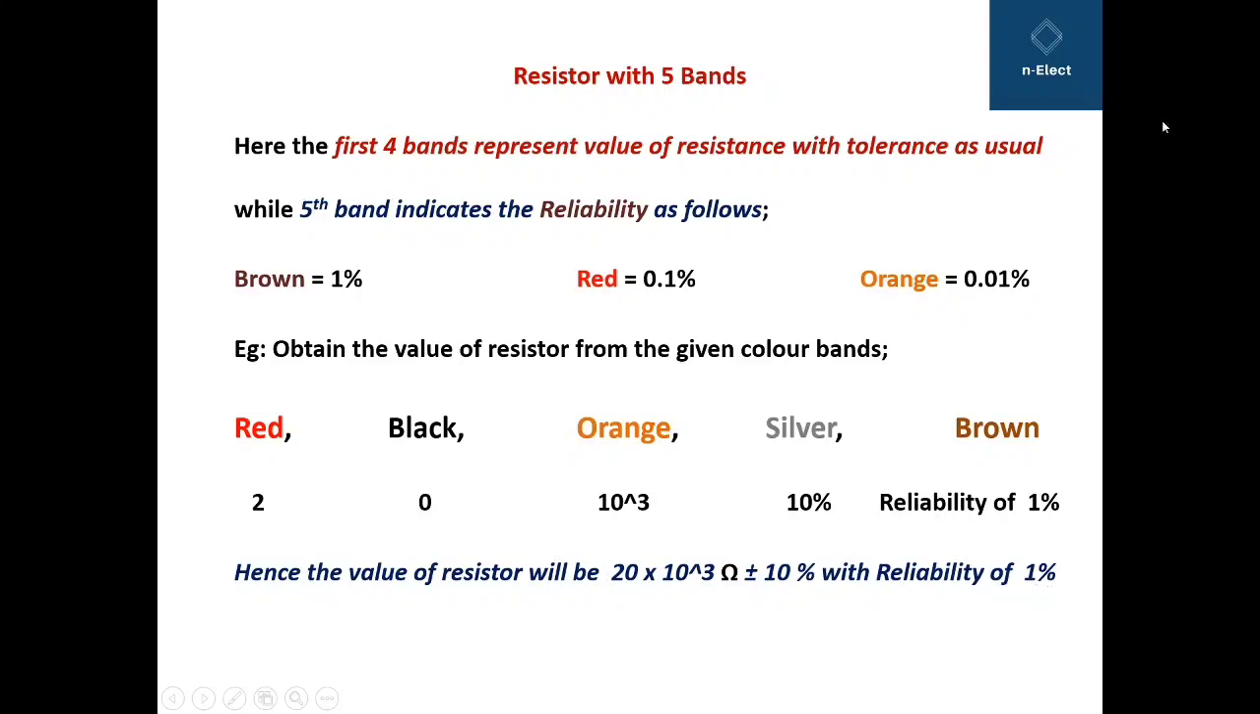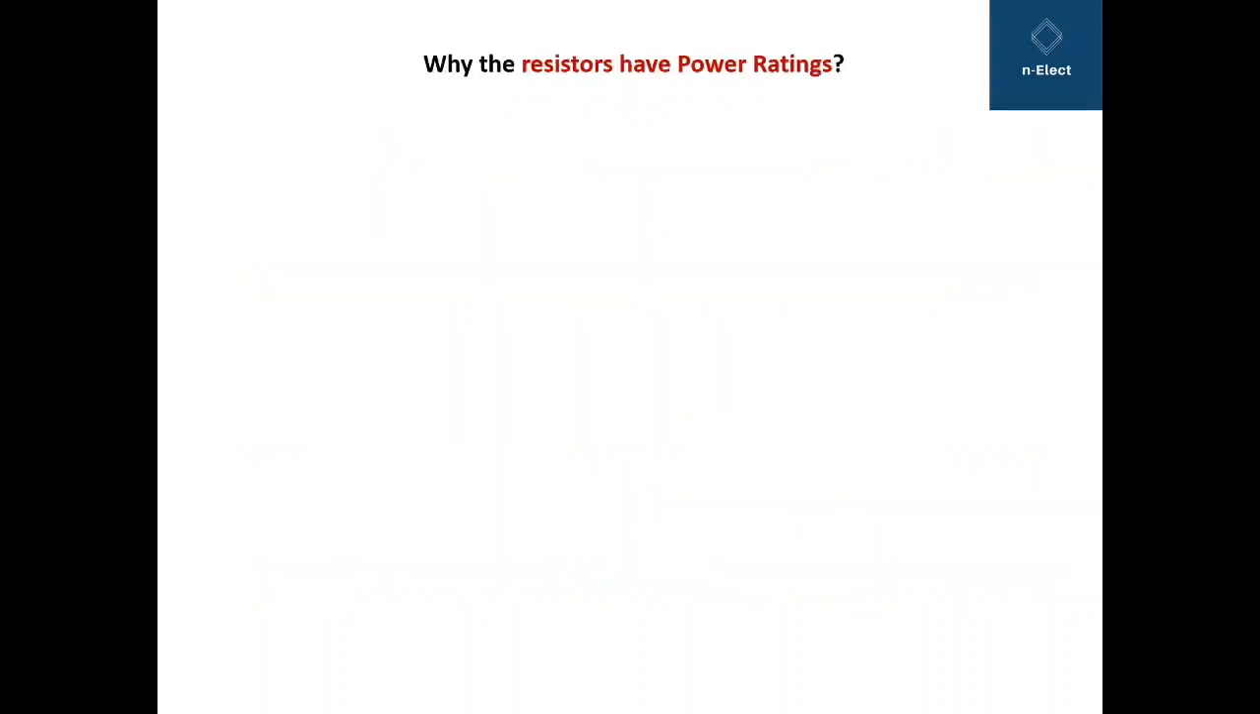So this is all about the resistors with different number of color bands. We have seen here 3 color band resistor, 4 color band resistor and 5 color band resistor. I hope the idea of resistor and calculation of the value of the resistance is clear to you.